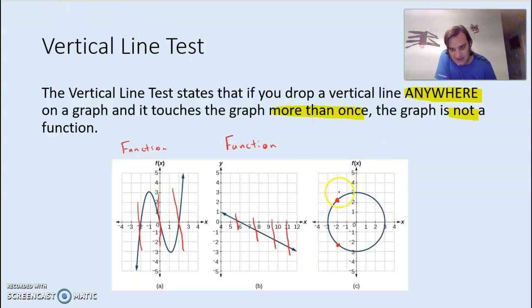Okay. So it happens there at negative 2. It happens in lots of places on the circle. So this is not a function. Certain x's have more than one y associated with them.